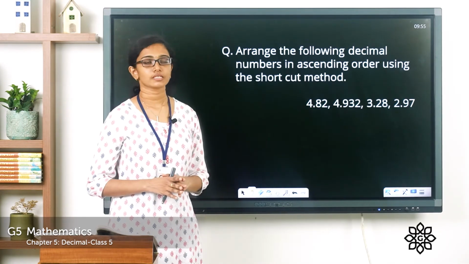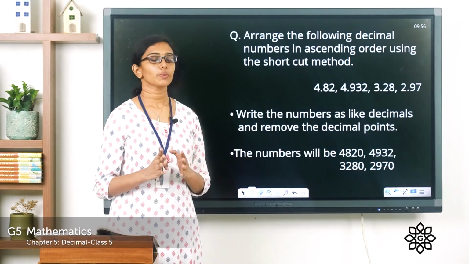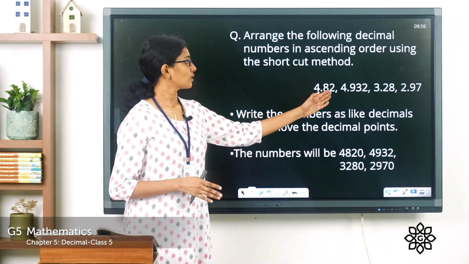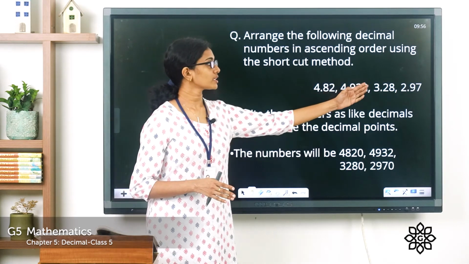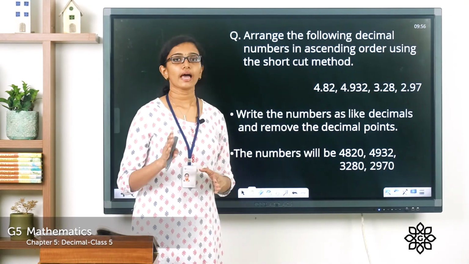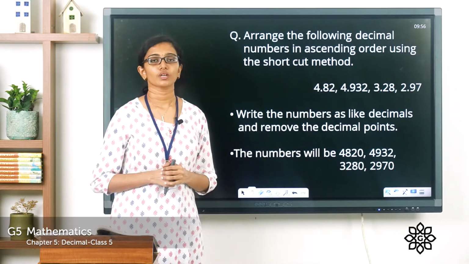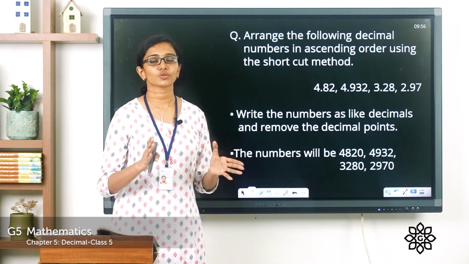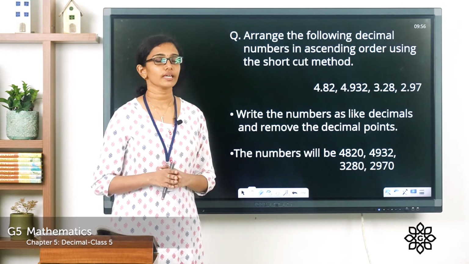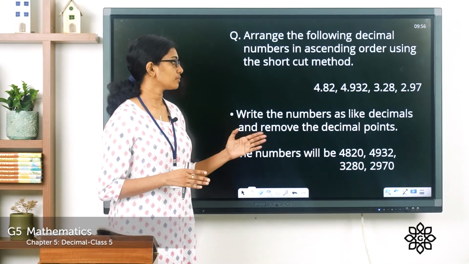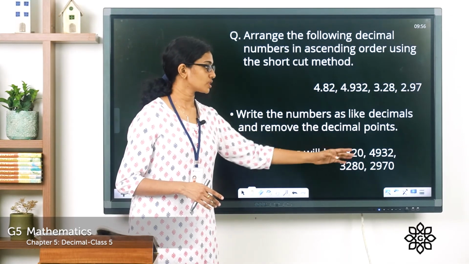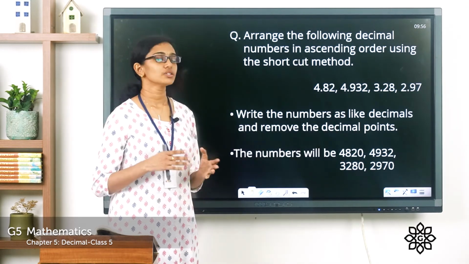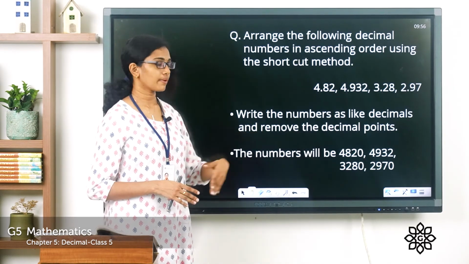the maximum number of digits after the decimal point in all the numbers. So changing them to like decimals, we get the first number as 4.820, 4.932, 3.280 and 2.970. So the next step for the shortcut method is to remove the decimal point so that we can compare the numbers. So after removing the decimal point, we get the numbers as 4820, 4932, 3280 and 2970.